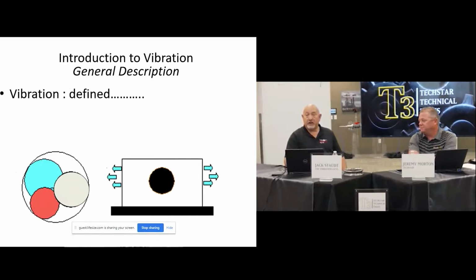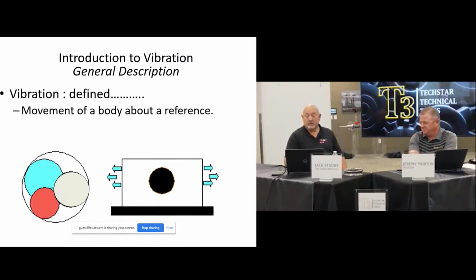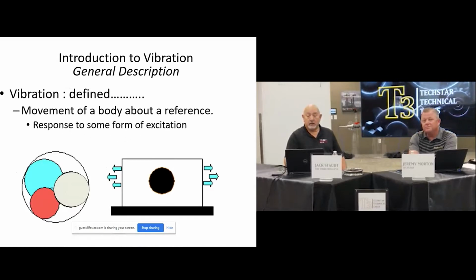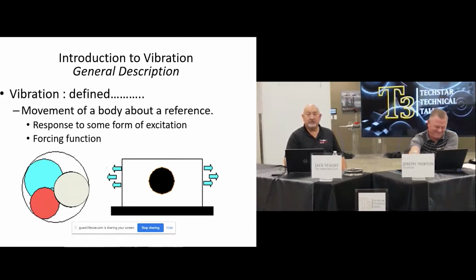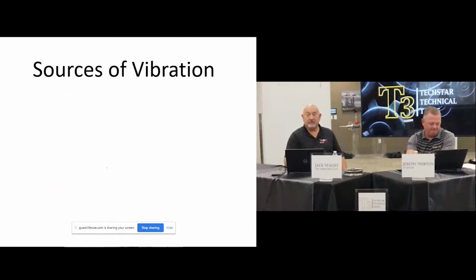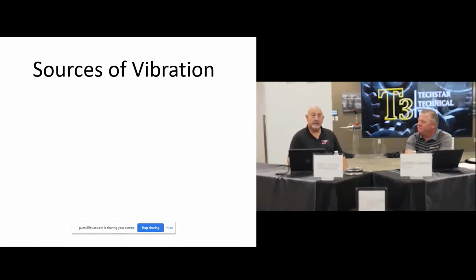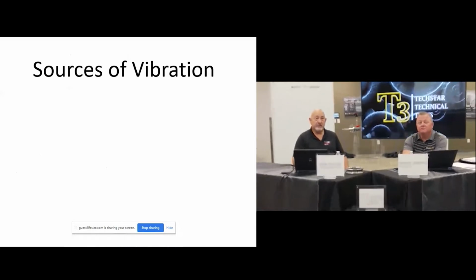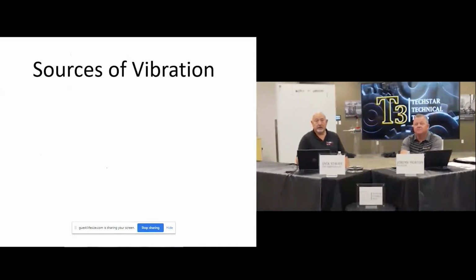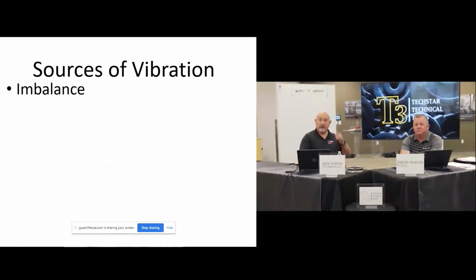So how do we define vibration? Movement of a body about a reference, in response to some form of excitation, pretty much like the song you hear from the Beach Boys. Forcing functions: there are several types of methods of vibration that you can find. You have forcing frequencies, and then you also have system vibration. We're going to try to discuss a little bit of that.